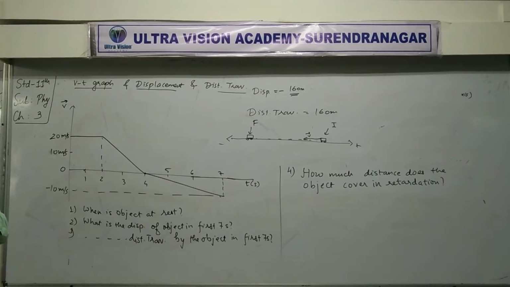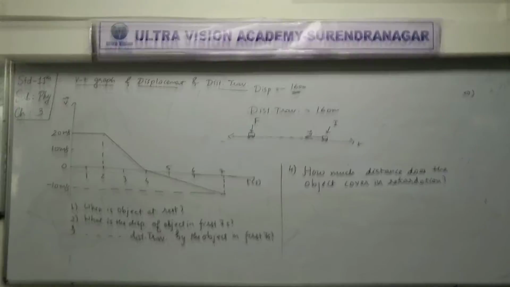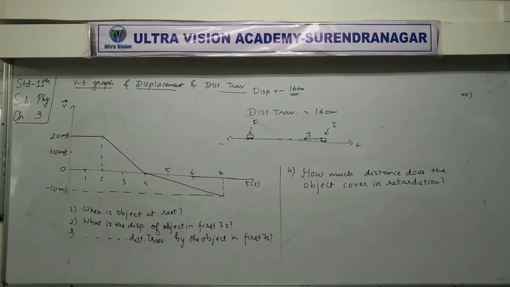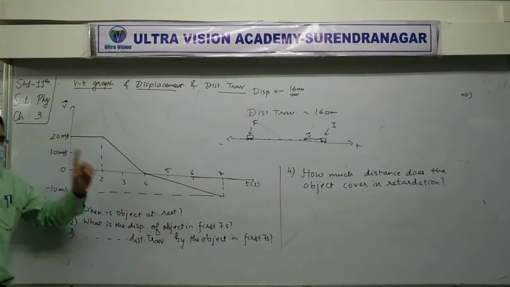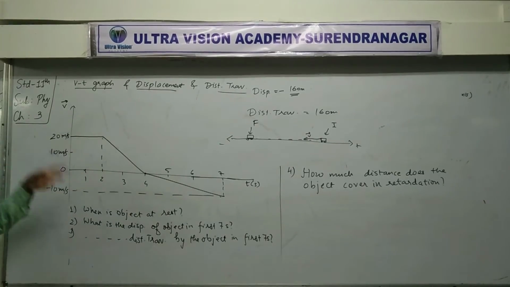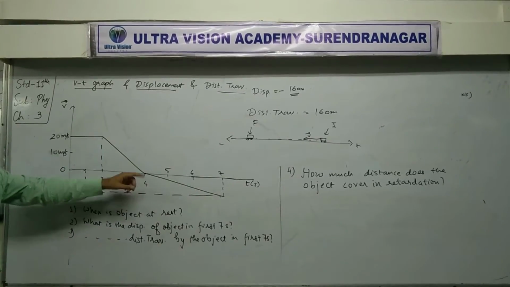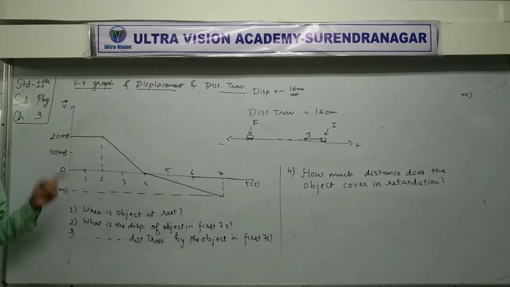Instead of saying, sir, I'm tired, you could say, sir, I have spent this many joules of energy in running. Okay or not okay? Yes. Sit up. Sit down. So, when is the object at rest? When the velocity is 0. So, when is the velocity 0? 4 seconds. So, first answer is done. Clear?